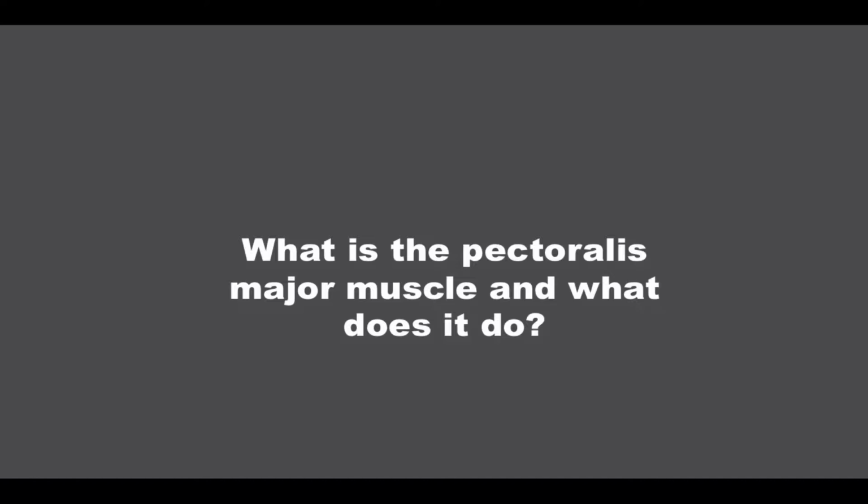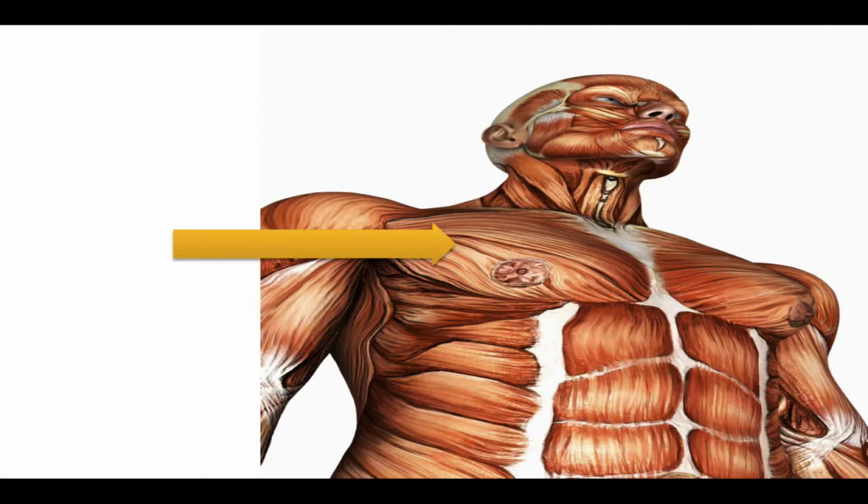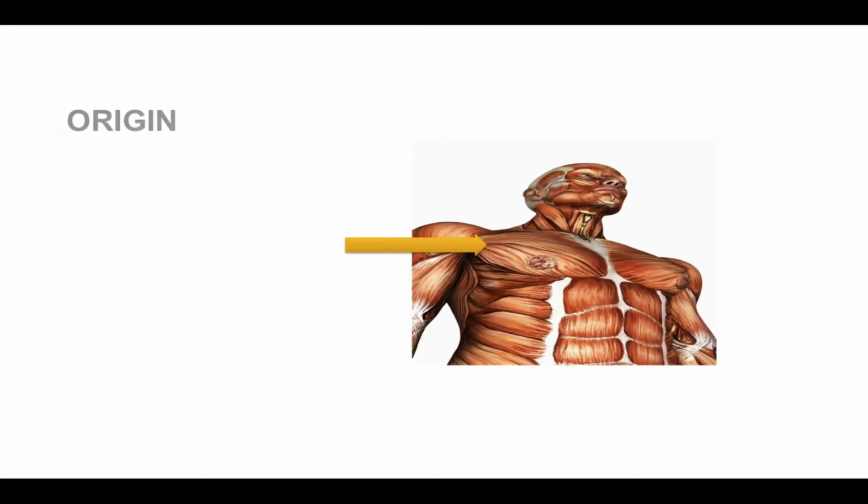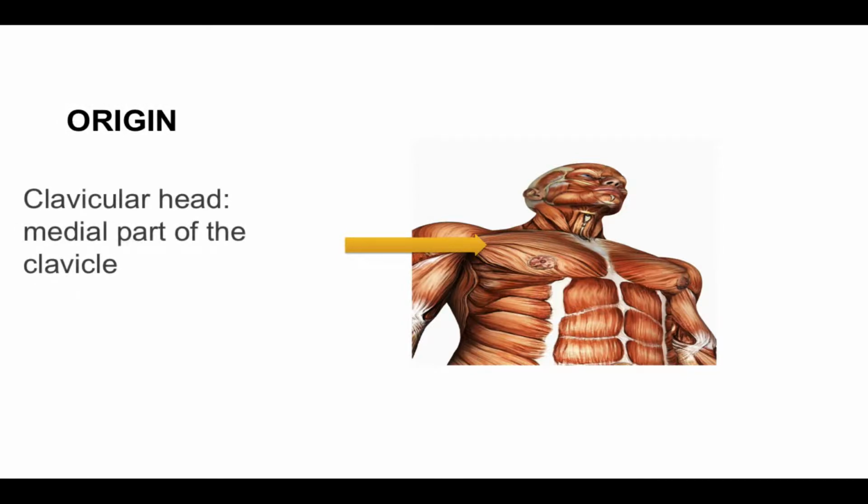On the screen is the question of the video. What is the pectoralis major muscle and what does it do? So there's the pectoralis major, commonly referred to as the pec or the pecs, if we're talking about both sides, of course. And the muscle, just like a lot of other muscles, has two distinct portions associated with it. And so we actually have a clavicular portion or clavicular head.